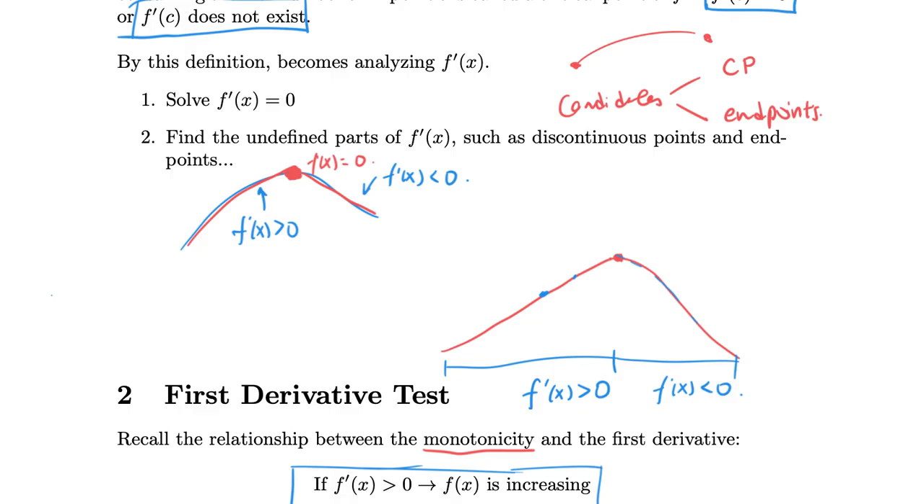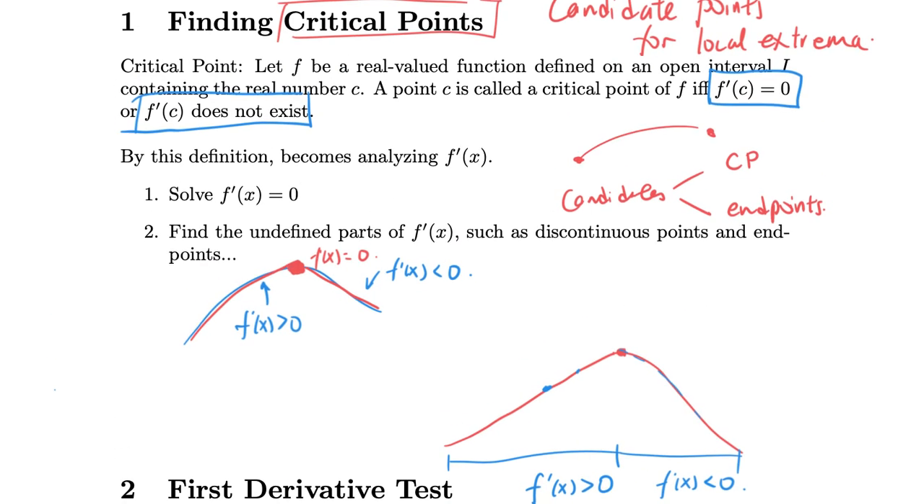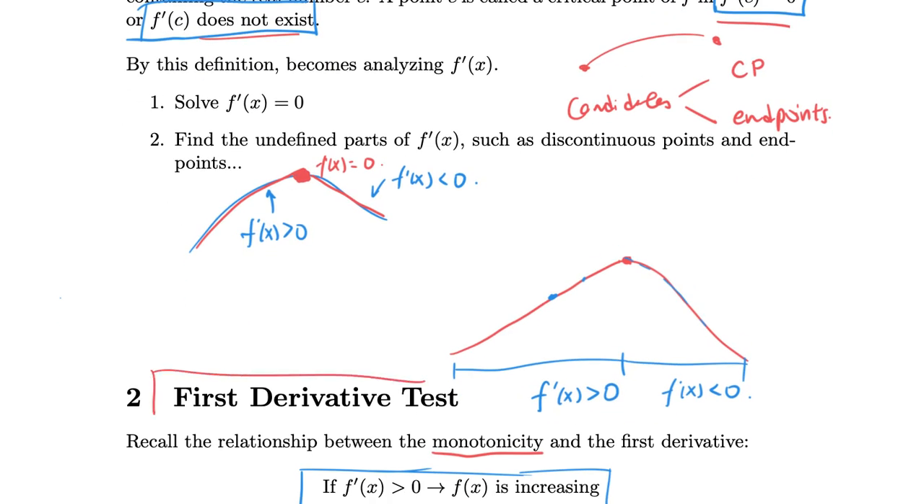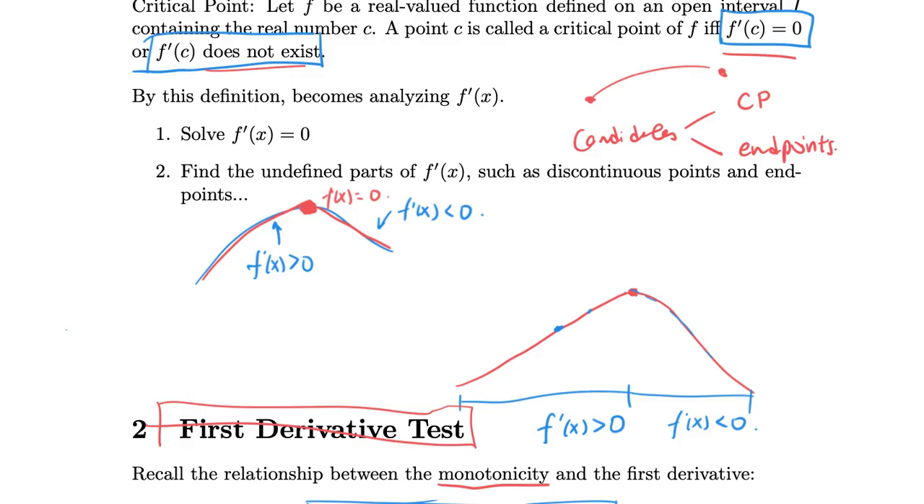So the first part of finding a local extremum is to have critical points, and then you also need to analyze the behavior around it, which is exactly what the first derivative test does. The first derivative test is the process of finding all points with f prime equal to 0 or does not exist, and then analyzing the behavior of its neighbors.